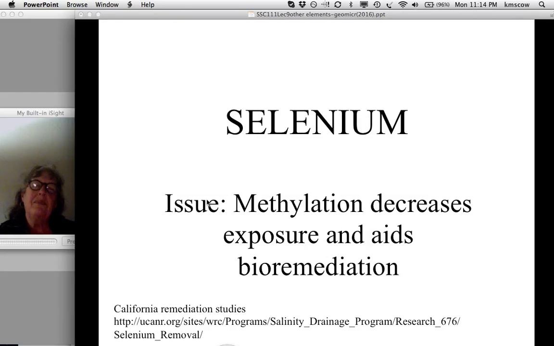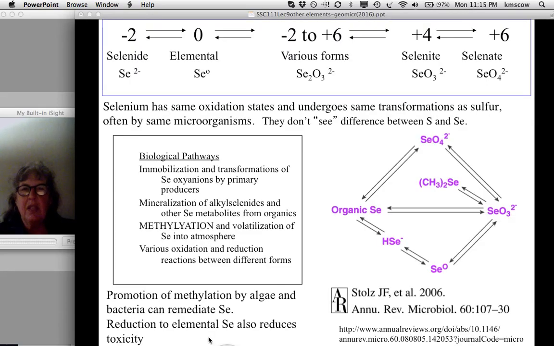Okay, selenium is another element that can be methylated, but in this case, it's a different story. It's beneficial, at least to humans, for selenium to be methylated, because it can decrease exposure of both wildlife and humans that might be exposed to it, and help in remediation. And there's some really good sites. This one here, a website, will show some really good examples of application of these remediation techniques to selenium.